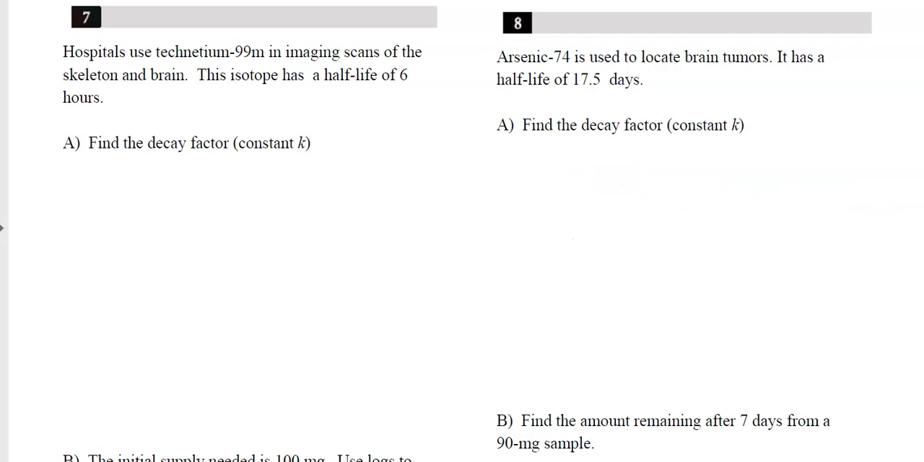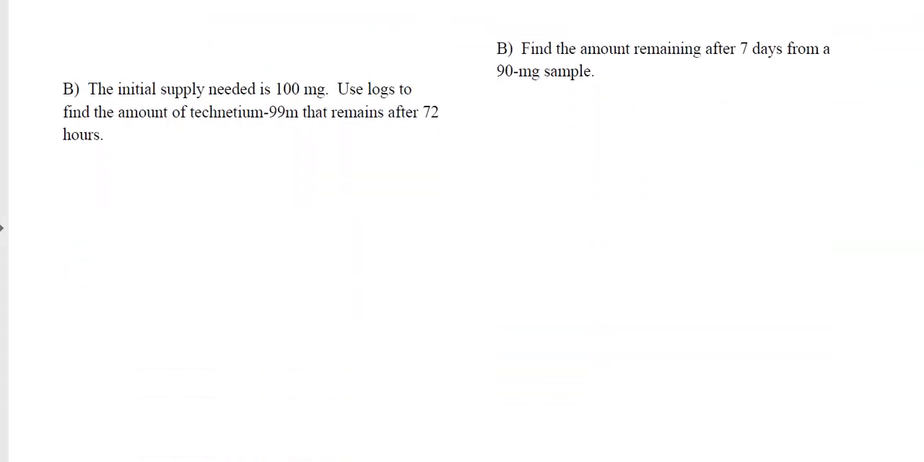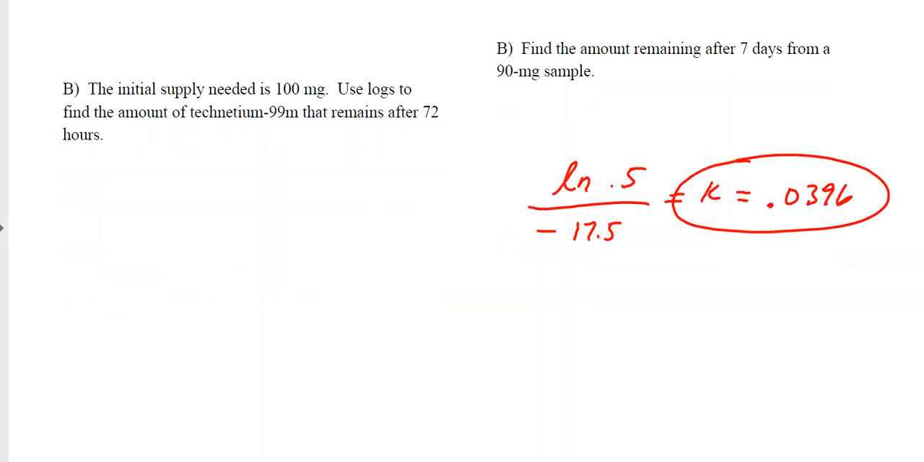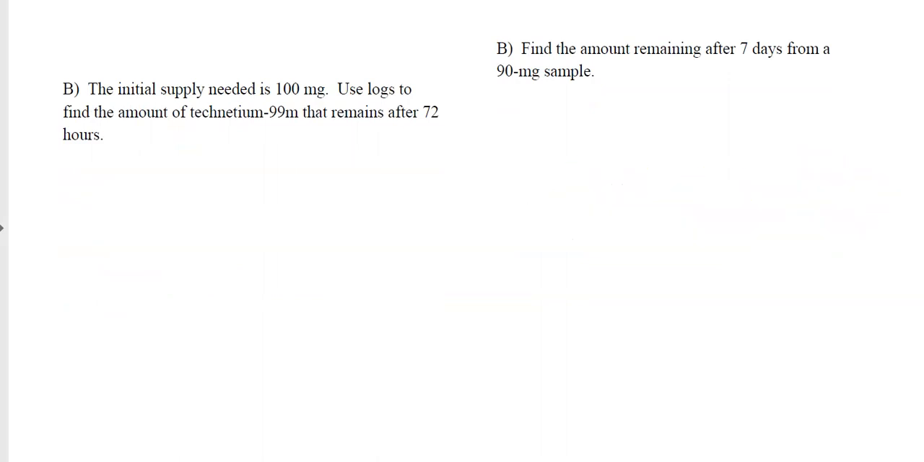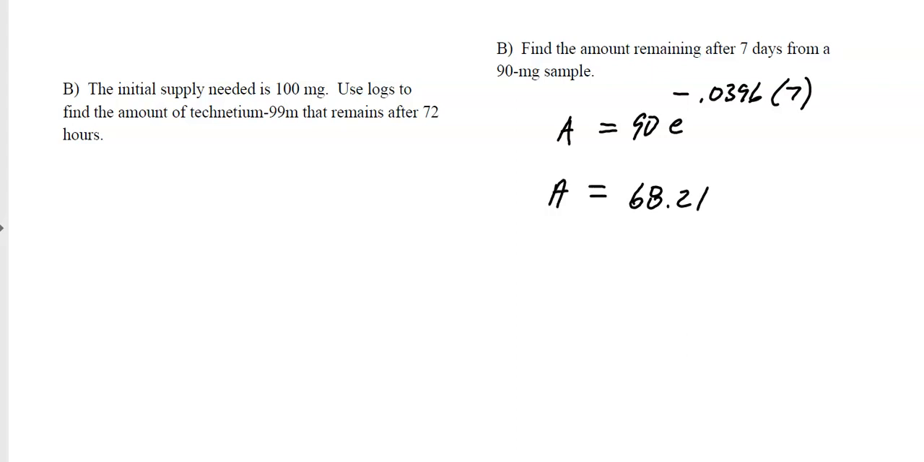Then we come down, and it says how much is going to be remaining after 7 days from a 90 milligram sample. I don't know the amount remaining, but I do know I start with 90. It's e to the negative kt. K was 0.0396. We knew it was going to be 7 days. I pop that into my calculator, and I get 68.21 is the amount left. So we're going to have this many milligrams after 7 days.